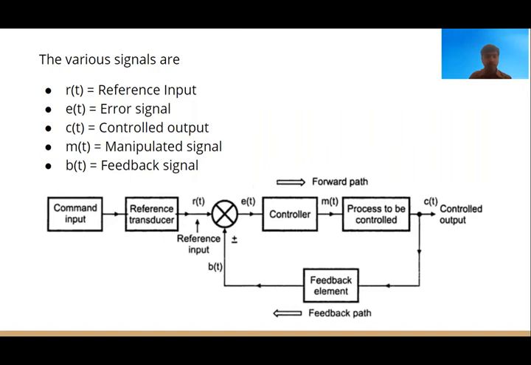Here, the feedback may be positive feedback or negative feedback. If it is negative feedback, the error signal E of t is equal to R of t minus B of t. And if the feedback is positive, then the error signal is R of t plus B of t. Based on this error signal, the controller keeps on controlling the parameters of the process and delivers the output until it reaches our desired value.